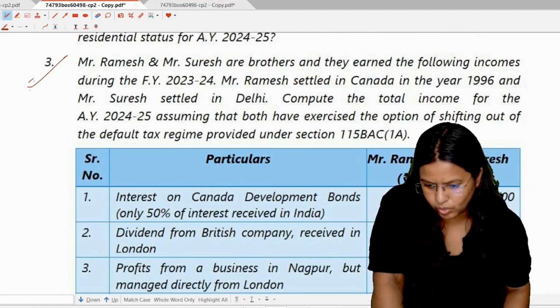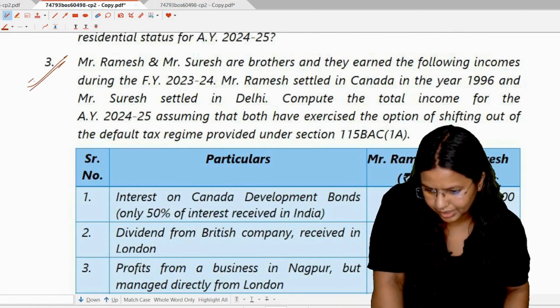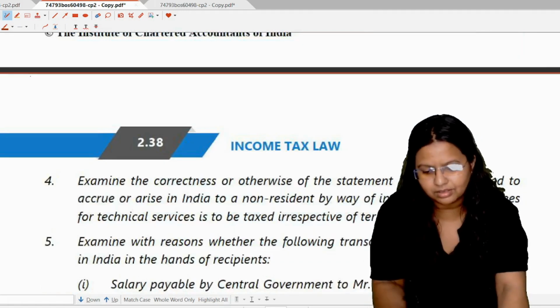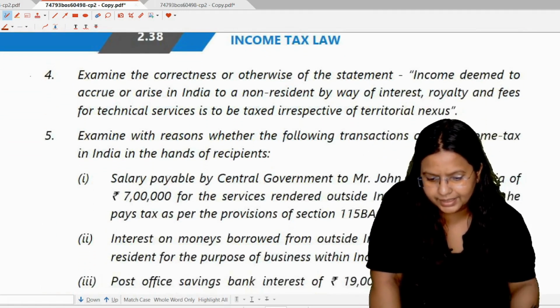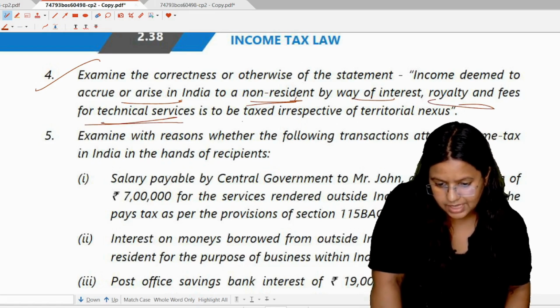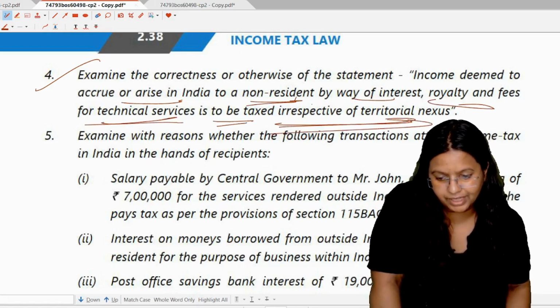This is the same question as we have covered in the illustration. Again, the homework. Only the figures are changed. Otherwise, the question is totally the same. Examine the correctness or otherwise of the statement. Question number 4. Income deemed to accrue or arise in India to a non-resident by way of interest, royalty, and fee for technical services is to be taxed irrespective of territorial nexus.